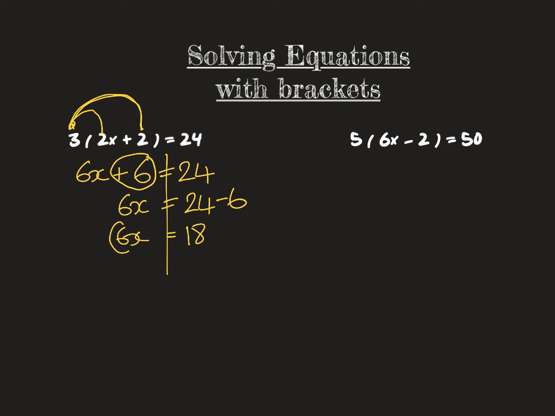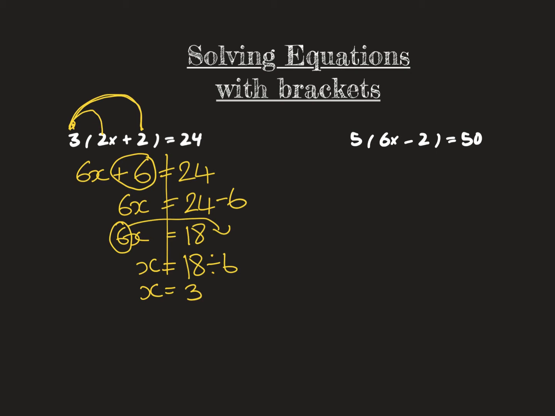Now we want to remove the 6 and bring it over to the other side. So it's currently a multiplication. It's 6 multiplied by x. So when I bring it to the other side, I'm going to have to divide by 6. So 18 divided by 6. So that leaves the x on its own now on the left-hand side. So 18 divided by 6 is 3. So x is equal to 3. So the first step is to multiply your brackets. Once the brackets are gone, then it's solving equations, solving two-step equations.